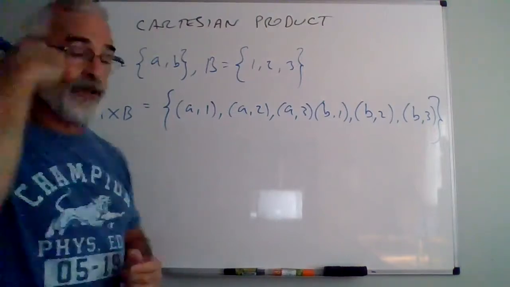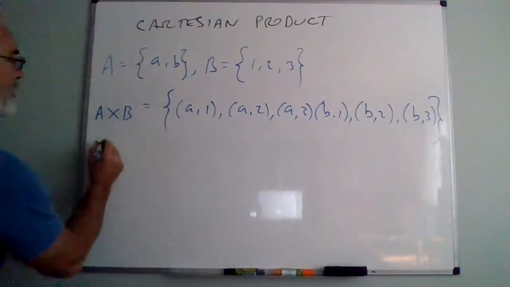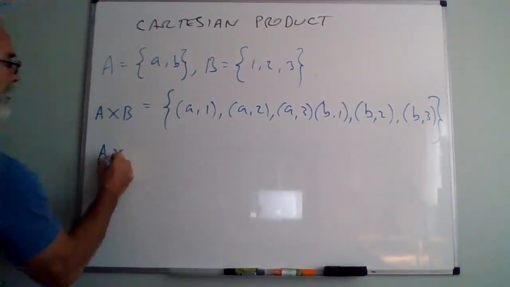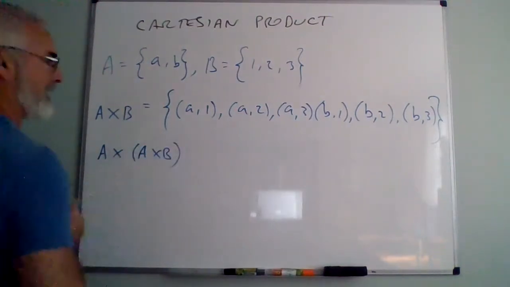Now, I can do a Cartesian product and I can keep going. So for example, just for fun, because this is all about fun, what if I wanted to do A cross B?